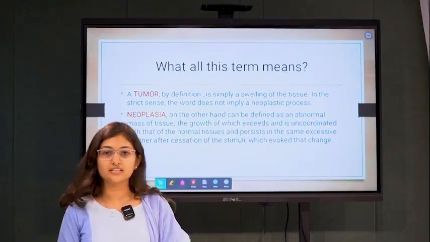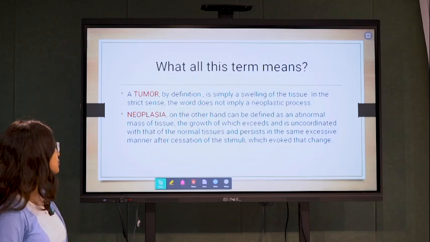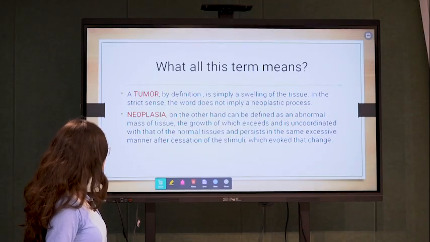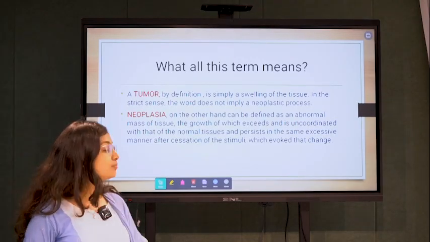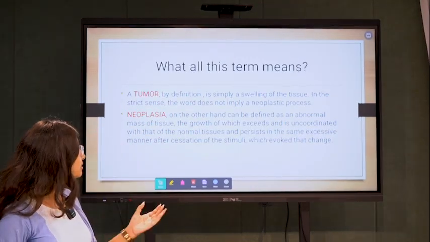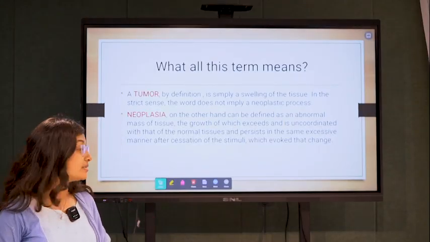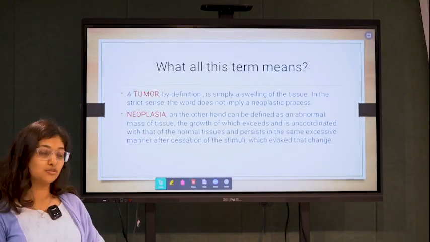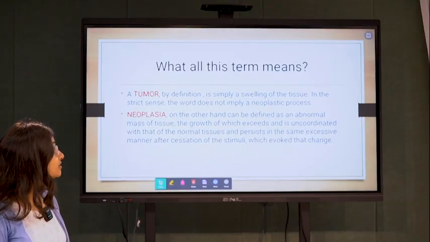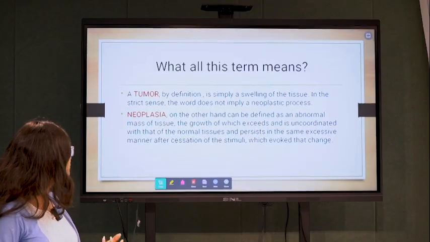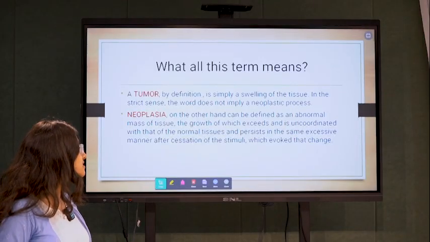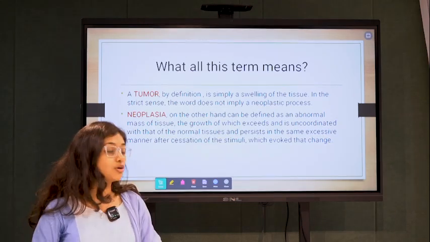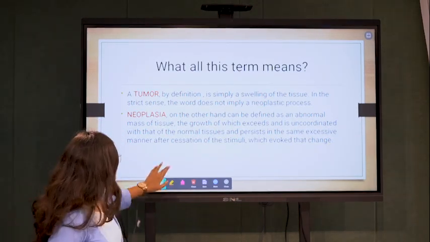So these are the basic terms, tumor and neoplasm. Tumor is defined as simply a swelling of a tissue. In the strict sense, the word does not imply a neoplastic process. It's simply a swelling of a tissue which is named as a tumor. Whereas neoplasm, on the other hand, can be defined as an abnormal mass of tissue, the growth of which exceeds and is uncoordinated with that of the normal tissue and persists in the same excessive manner after cessation of the stimuli which evoked the change.